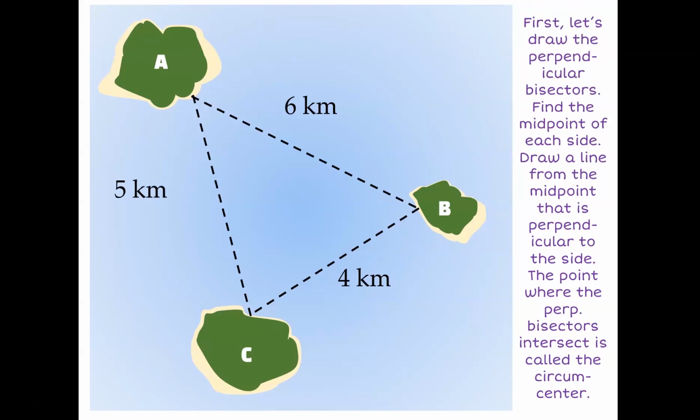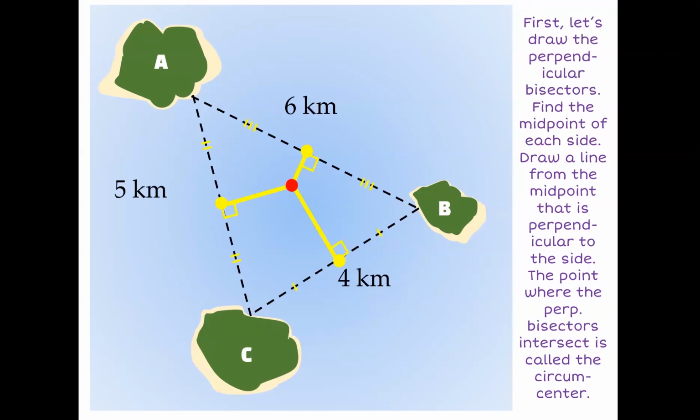So we'll start in a similar way to what we did with the medians on the previous problem, which is to say we'll find the midpoints of each side. So find the halfway point between island A and B, the halfway point between island A and C, and the halfway point between island B and C. But unlike what we did on the previous example with medians, I'm not going to connect those midpoints to the island. Instead, I'm going to draw a line that's perpendicular from that point until all three of them intersect.